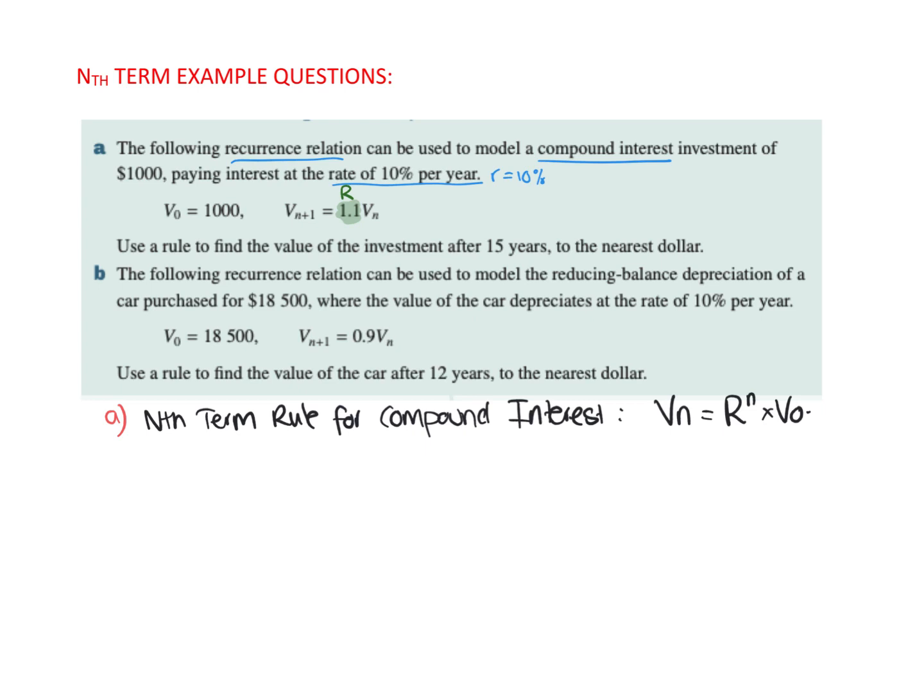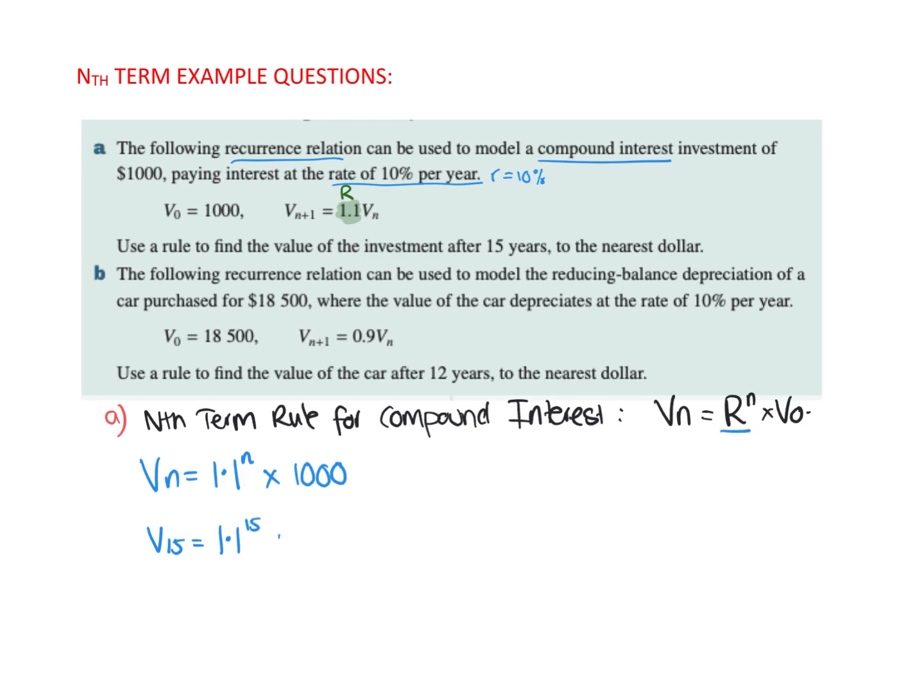Okay, so then in our scenario, I'm going to do that. So Vn equals, now I've got to write the r. I don't need to work it out, I can see it up there in the recurrence relation. It's 1.1, to the power of n, and then times V0. Now I have to work out what V0 is, but I can see it. It's 1,000. So then, if I need V15, all I have to do is 1.1 to the power of 15.